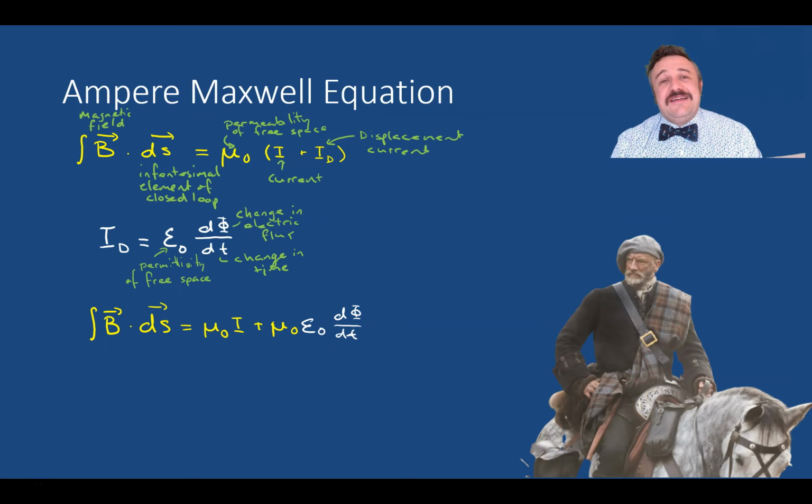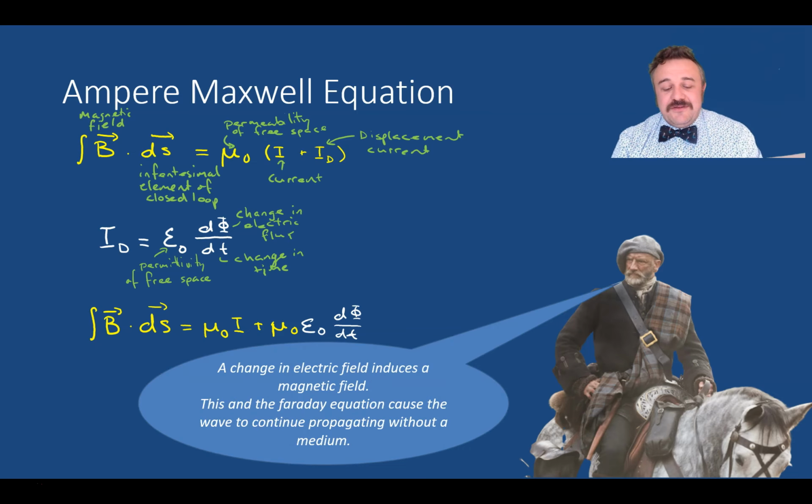That means that when the change in flux is zero, there's nothing going on. But when there is a change in flux over a change in time, there will be a magnetic field. So a change in electric field induces a magnetic field.